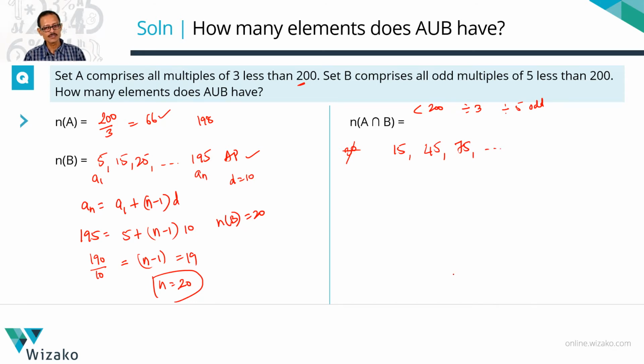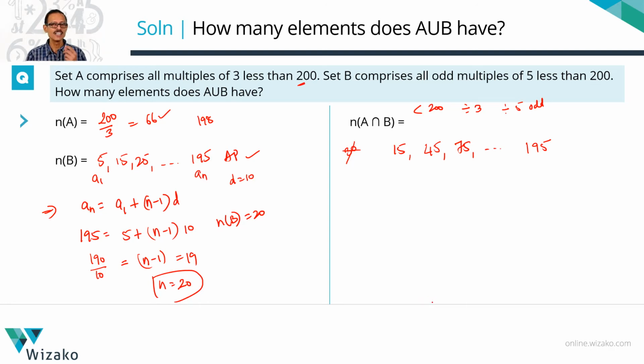What is the last number in the sequence? The number should be divisible by 15. The number should be an odd multiple of 15. That works out to 195. Two ways of going about it. Run through the same process, arithmetic progression. I know these numbers are not a lot in number. They're not too many. So I'll just list it down and finish it.